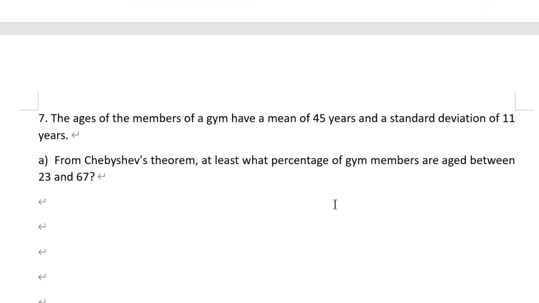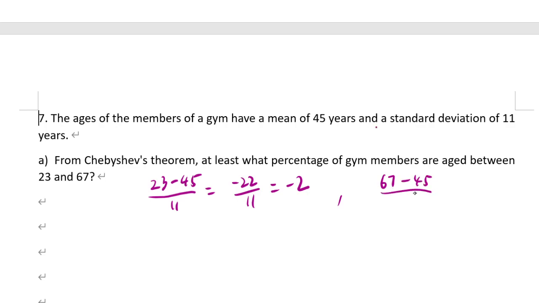The ages of the members of a gym have a mean value of 45 years and a standard deviation of 11 years. From Chebyshev's theorem, at least what percentage of gym members are aged between 23 and 67? Well, see, 23 minus 45 divided by 11 gives you negative 22 over 11, which is negative 2. And same thing can be said of 67 minus 45 over 11, and that's positive 2.